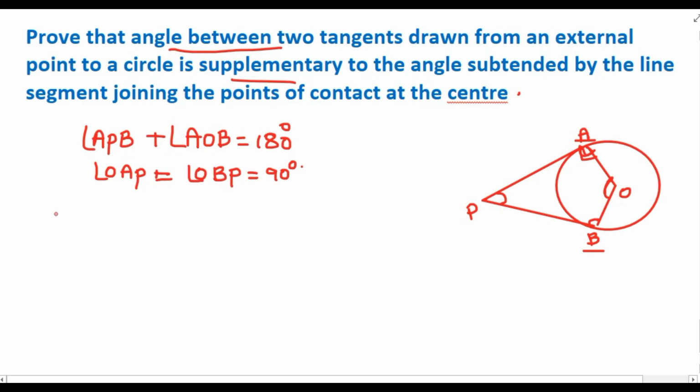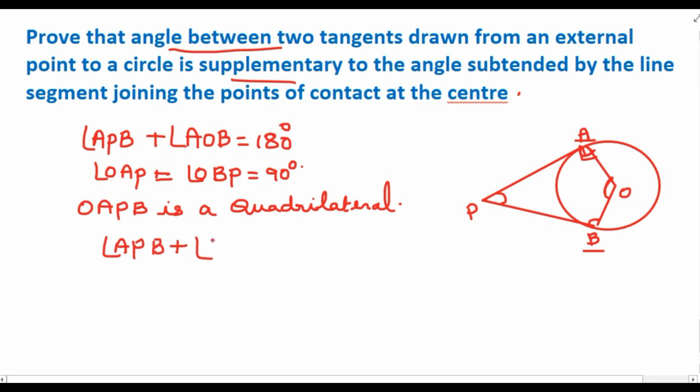And if you see, OAPB is actually a quadrilateral. Quadrilateral means a polygon with 4 sides. So this is a quadrilateral, and we know that the sum of all the angles of a quadrilateral is 360 degrees by the angle sum property. So if I add all the angles, that is APB plus PBO plus BOA plus OAP, when I add, I should get 360 degrees.